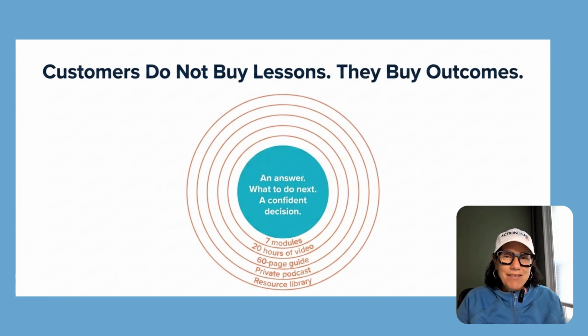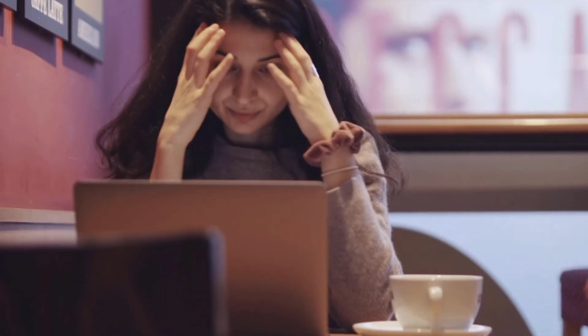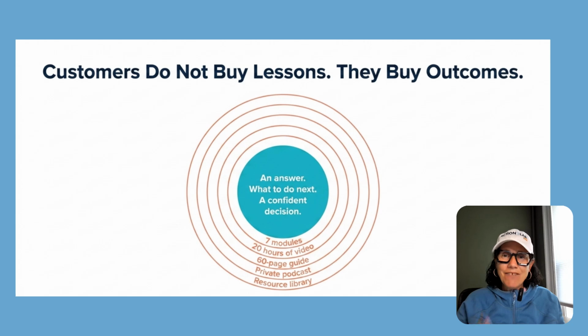A blogger may not really want another lesson about content strategy. They know what they should do, but they want to know, what should I publish next? A parent may not want to read a 60-page guide. They want practical ideas that fit their child and their situation. So your content is valuable, but the value becomes much more clear when it helps someone reach that specific result.